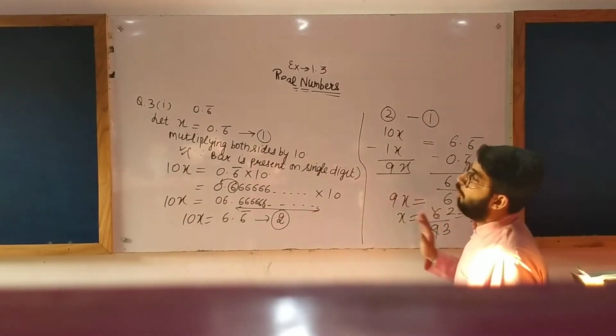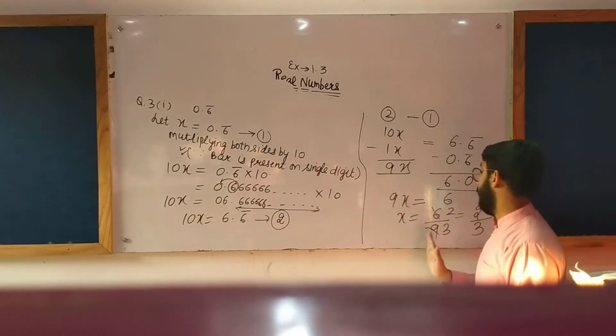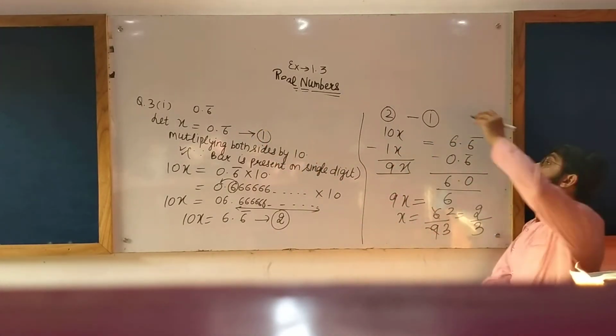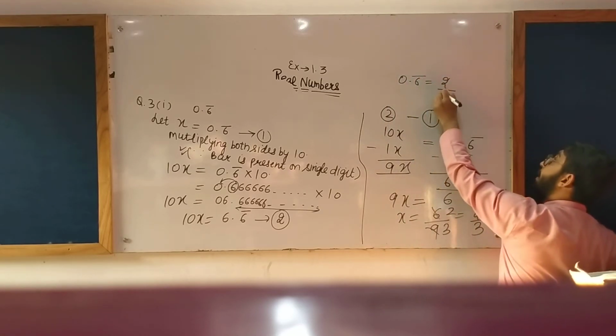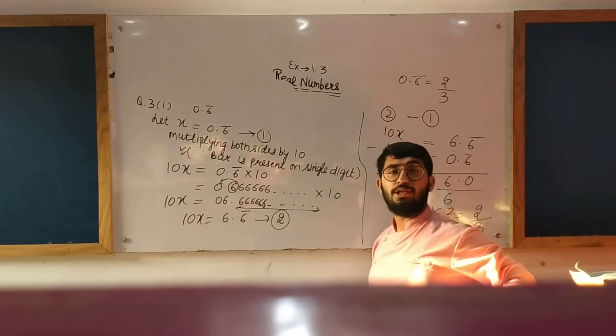So the value of 0.6 bar equals what? 2 by 3. 0.6 bar equals 2 by 3. Okay. Hope you have understood this part.